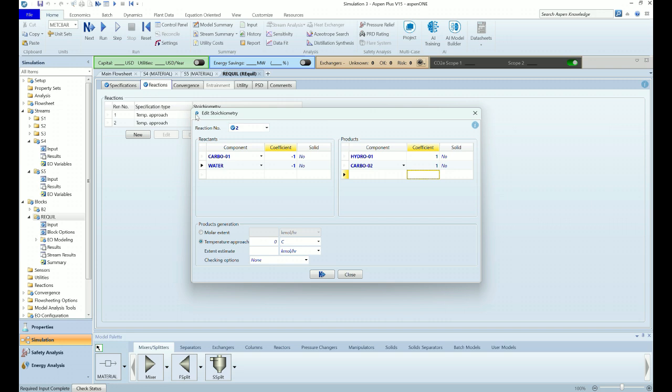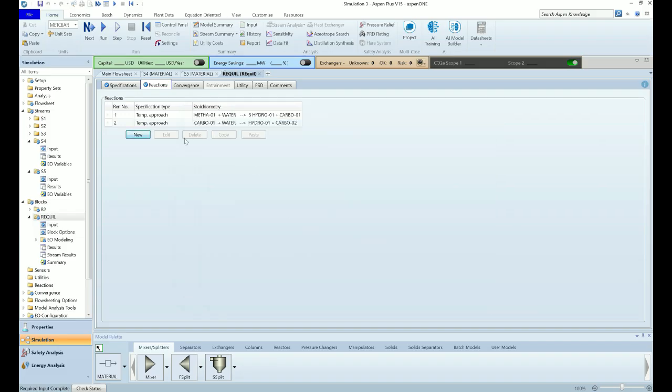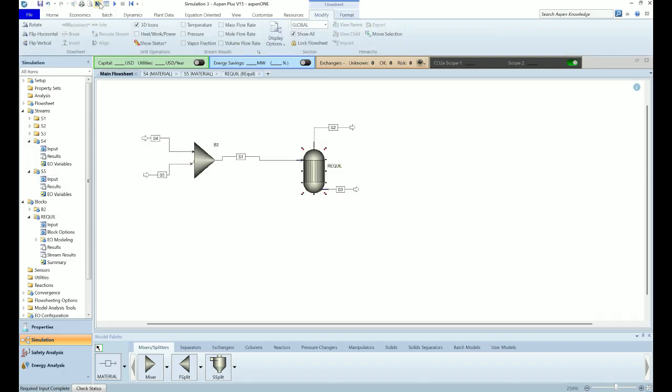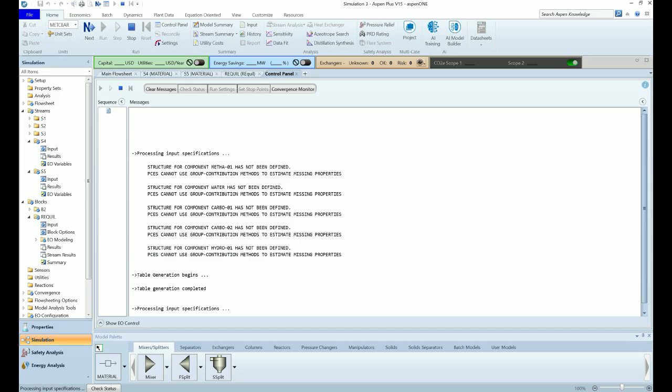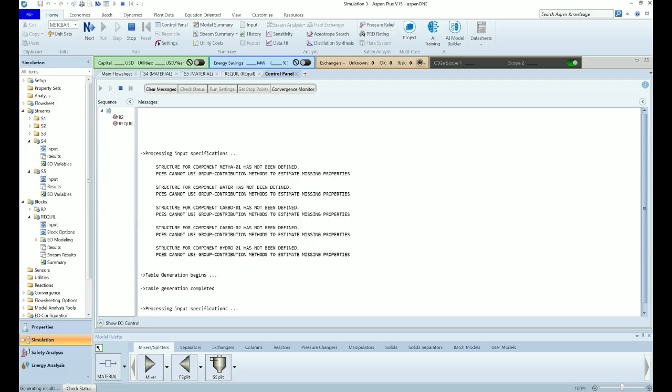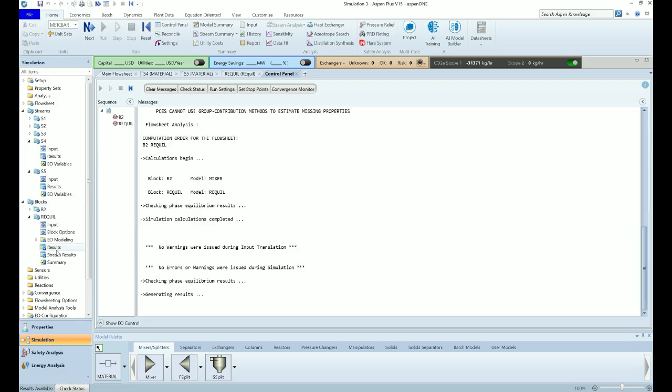Always when the reaction is balanced, it gives you a blue check. If there is no blue check, that means that your reaction is unbalanced. Well, I think all conditions were specified. Let's try clicking next and run our simulation, and let's check our results. It processed and results are available.